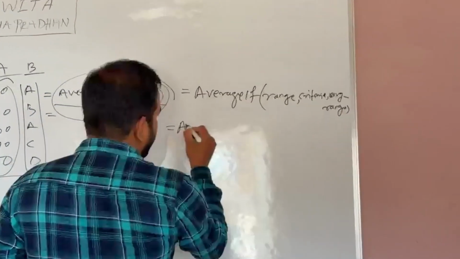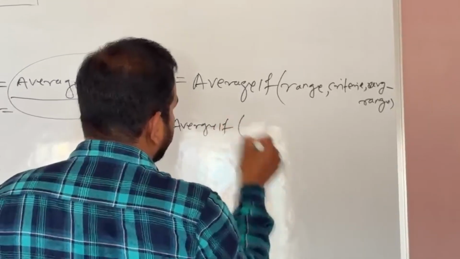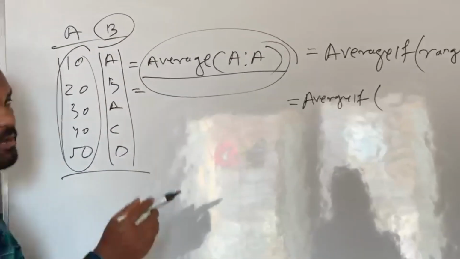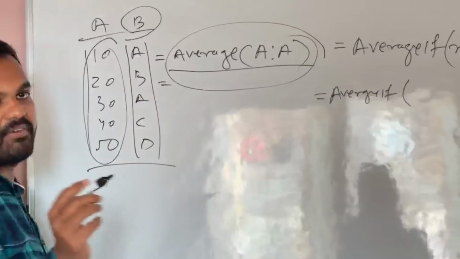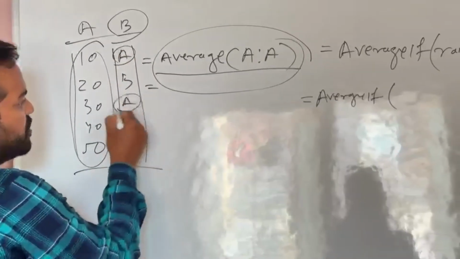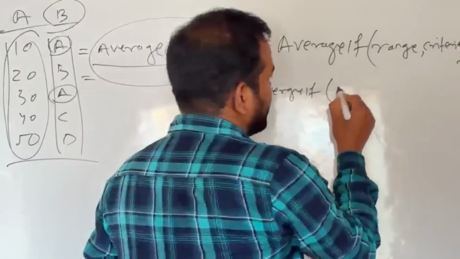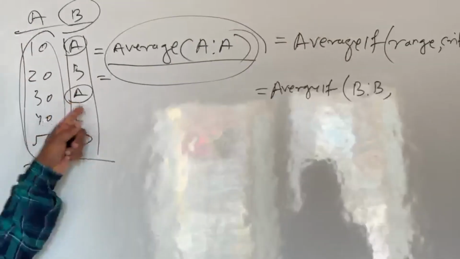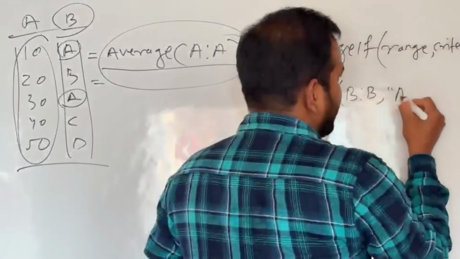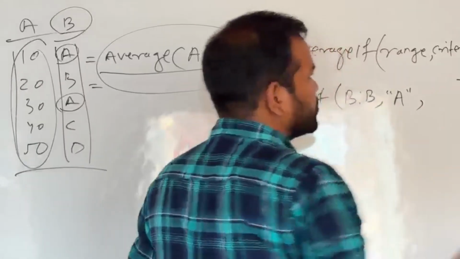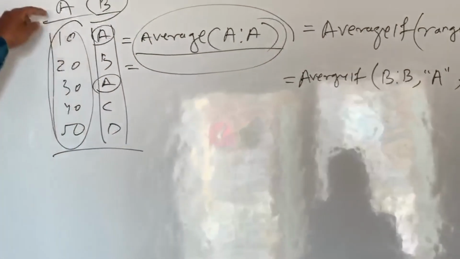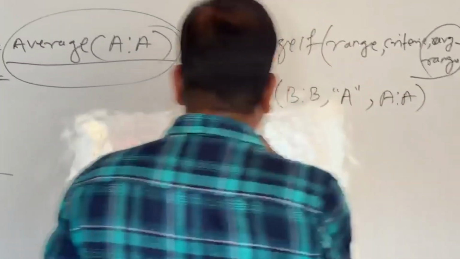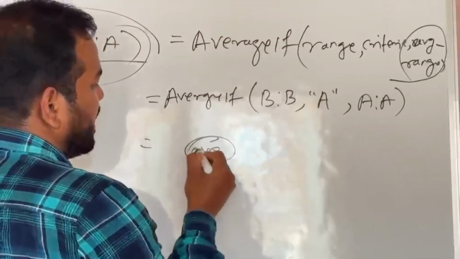First of all we will write average if. Then the criteria range. This B column is my criteria, where I want to put a condition, like I want the average of this A value only. So the criteria range will be B colon B. Then what is my criteria? My criteria is this letter A. And what is my average range? Which column do I want the average of? This is my A column, so I write A colon A. Here I will get my average.